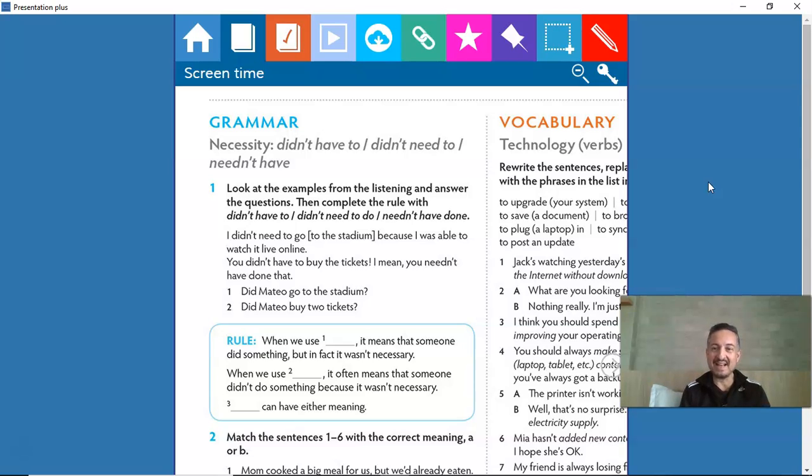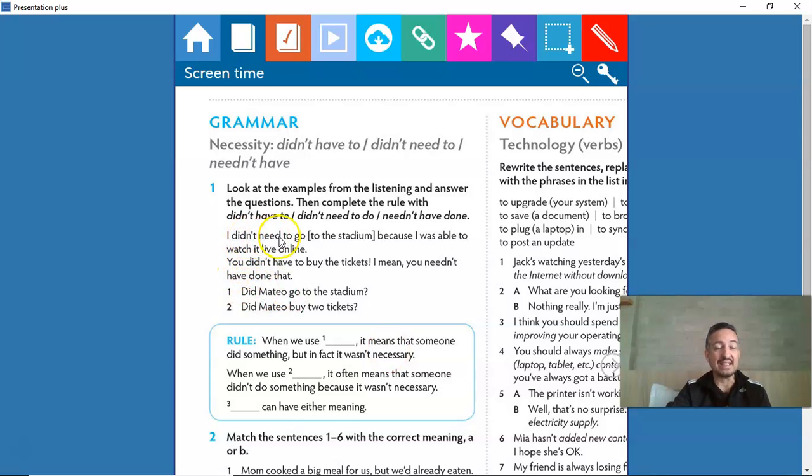Okay, so let's analyze number 1 first. Look at the examples from the listening and answer the questions, okay? Then complete the rule with didn't have to, didn't need to do, and needn't have done. So then we have a rule here to be completed. Let's analyze the examples, okay?